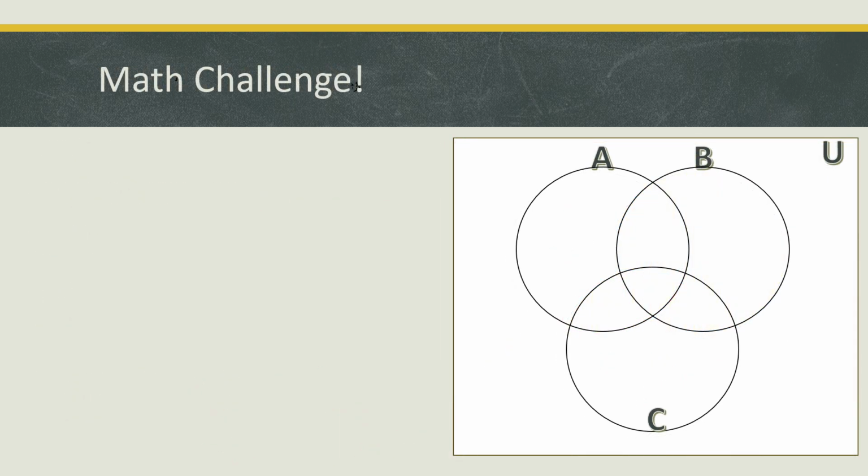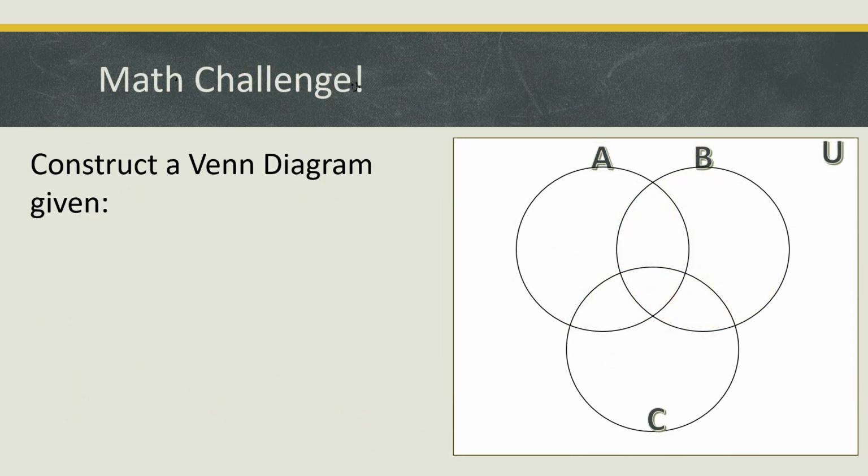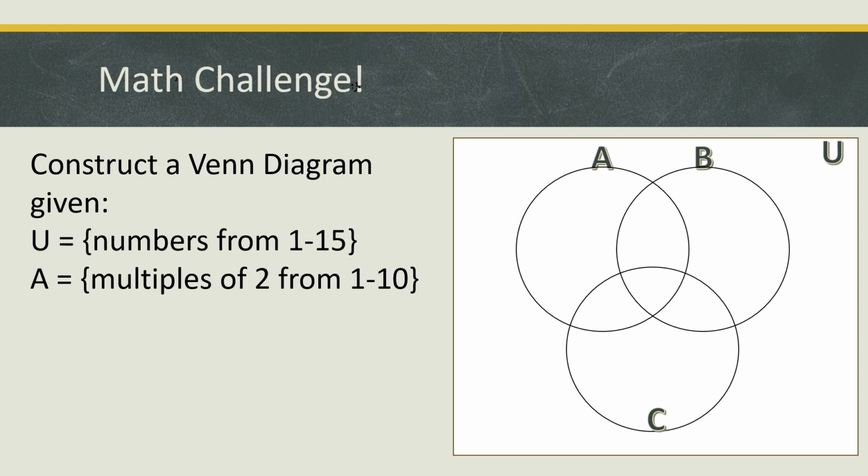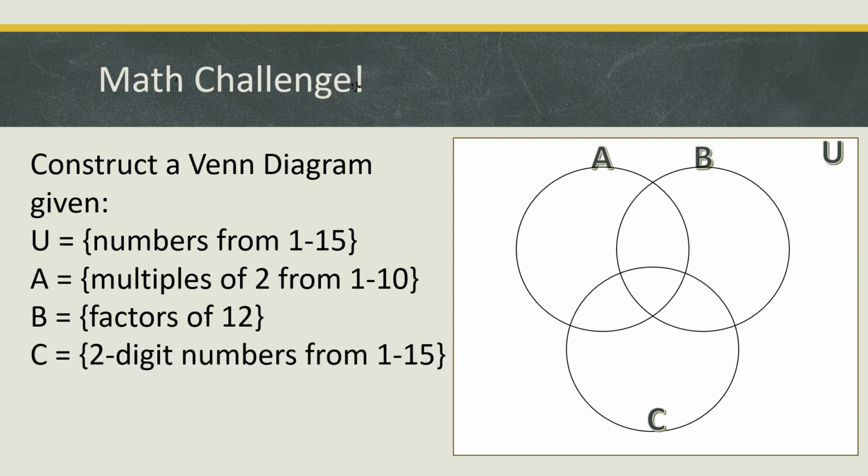And of course, I have this math challenge for you guys. Construct a Venn diagram with three sets given the universal set numbers from 1 to 15. Set A has the elements of multiples of 2 from 1 to 10. Set B are the factors of 12. And set C, two-digit numbers that we can see from 1 to 15. And kindly show A union B union C, and their complement. What are the elements of that set?